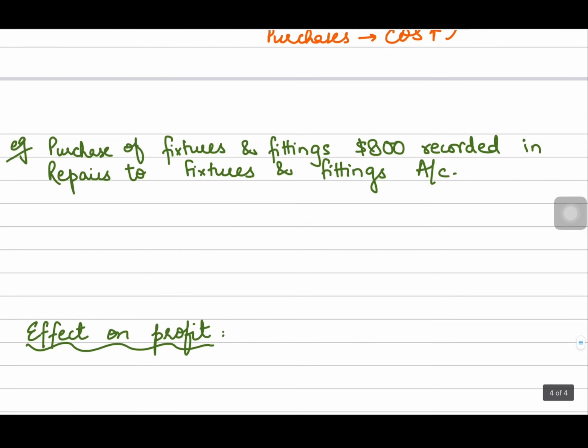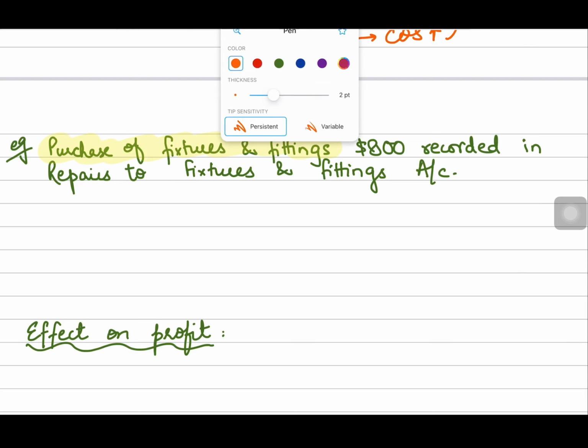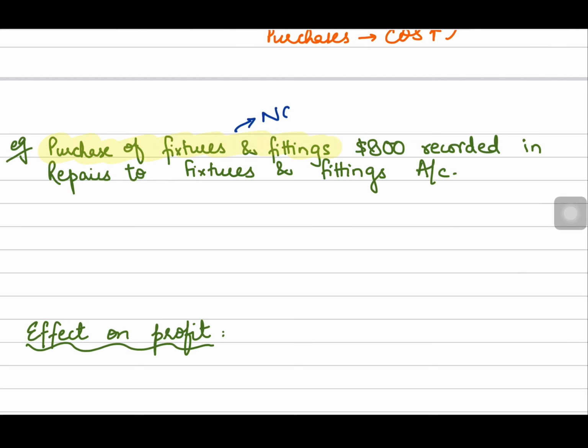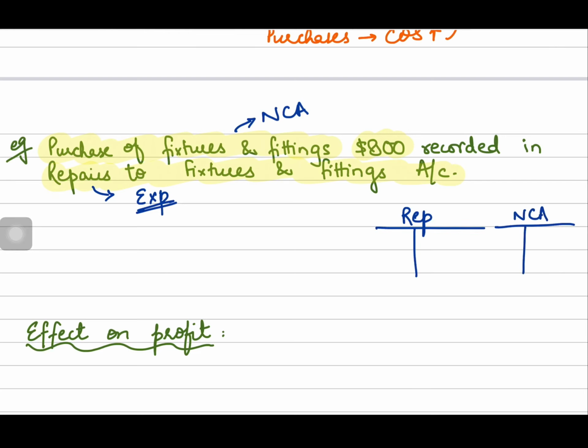Let's move to another example. Purchases of fixtures and fittings. Fixtures and fittings are your non-current assets. $800 recorded in repairs to fixtures and fittings account. Repairs belong to your expenses class of account, right? Purchase of fixtures and fittings should have been dealt with completely differently as compared to when repairs are recorded. Repairs are shown in their own account and non-current assets are shown differently, right, in their own account.